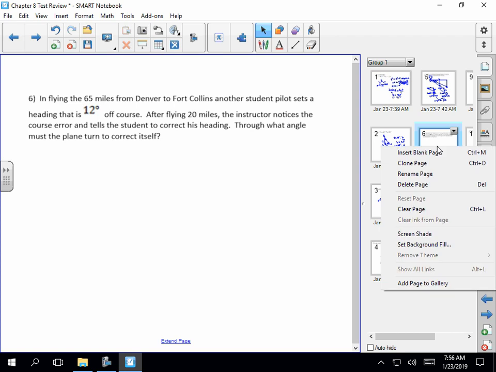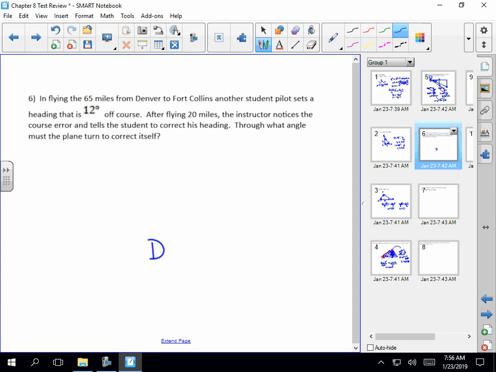In flying the 65 miles from Denver to Fort Collins, so here's Denver here, Fort Collins will be up here. Another student pilot sets a heading that is 12 degrees off course, so a heading that's 12 degrees off course here. That's 12 degrees right there. Continue that trajectory. After flying 20 miles, so 20 right here, the instructor notices the course error and tells the student to correct his heading. Through what angle must the plane turn to correct itself?